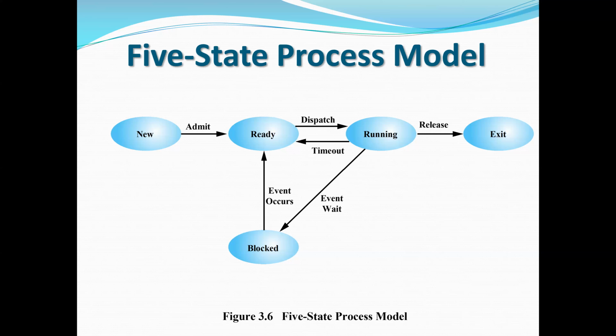So we also have the running state to blocked. Normally from new, we admit to the ready state, then we dispatch to the running state. Maybe an interrupt may happen, then we come to timeout, back to the ready state. Or we may go to event wait and to blocked. And from running, if everything went through, we release it and then exit. So we have the five-state process model: the new state, ready state, blocked state, running state, and exit state.